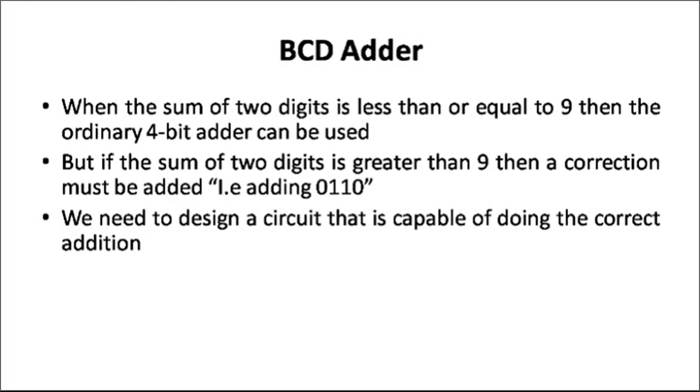So whenever the sum is more than 9, that is an invalid BCD, and in that number you have to add the 6. After adding the 6, that will be converted from invalid BCD to valid BCD. We need to design a circuit that is capable of doing the correct addition.